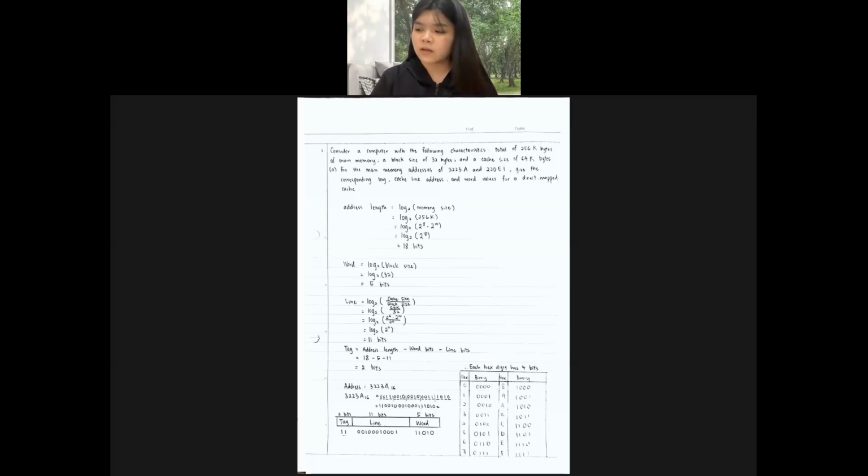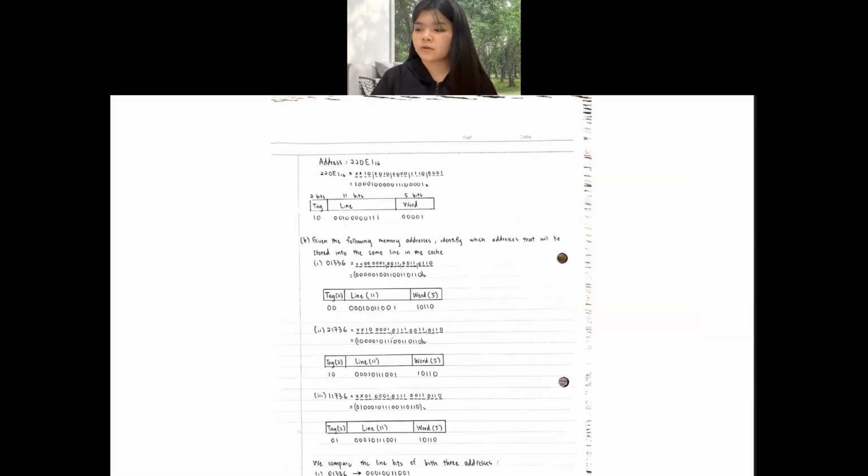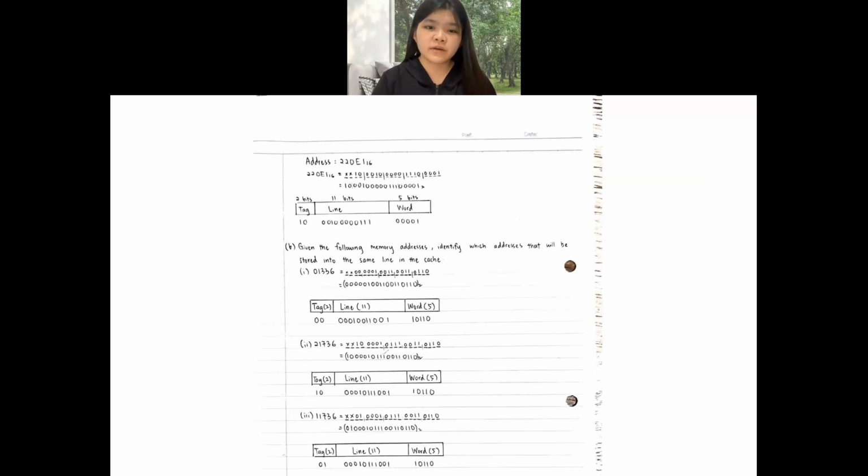And for question 2, and for the address 220E1, we will also use the same method, where we change the address into binary, then we split it into the 3 parts.